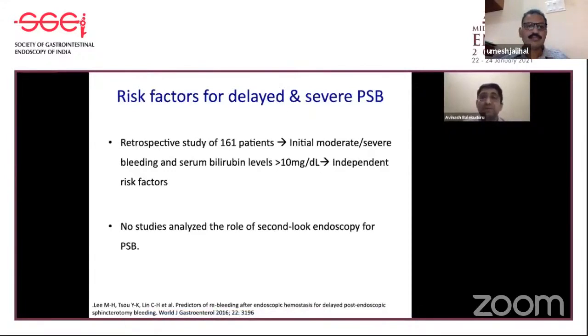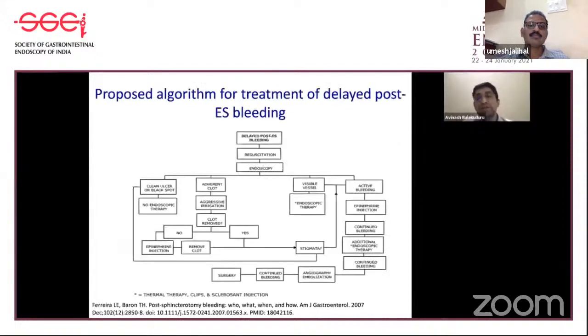Risk factors for delayed and severe post-sphincterotomy bleed, in a retrospective study of 161 patients, are predominantly a person who had an initial moderate bleed or a person who is jaundiced. So these two are very important risk factors for severe bleed. So this is a proposed algorithm for treatment of delayed post-sphincterotomy bleed.